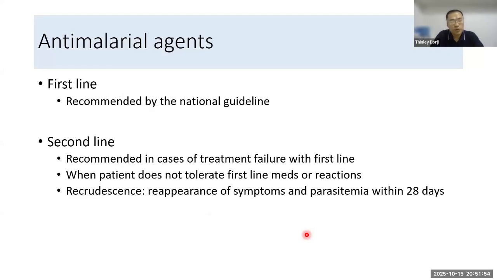Before we go on to the actual protocol, we need to understand what our guideline recommends as the first line, which is recommended by the national guideline. And if things don't work out, where there's a treatment failure, the patient persists to have fever, there's no clearance of parasite in the peripheral smear, or if there is reappearance of the symptoms or parasitemia within 28 days of treatment, then we'll have to go for the second line treatment. So we need to know what is recommended in the first line and in the second line treatment.